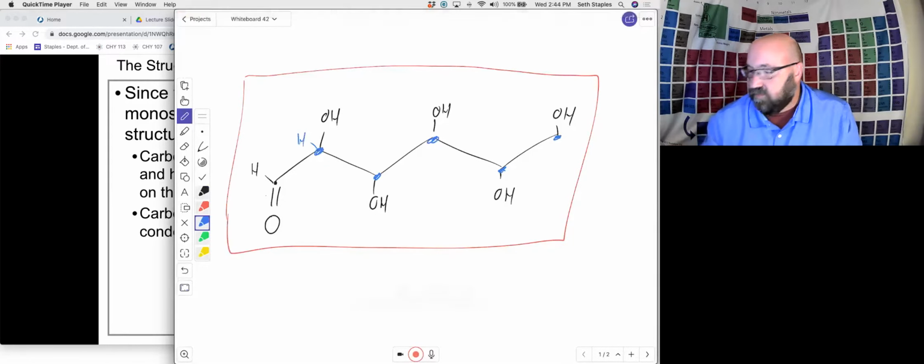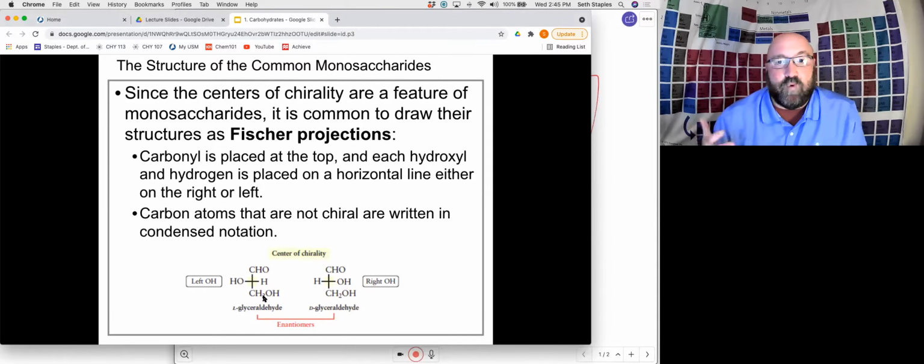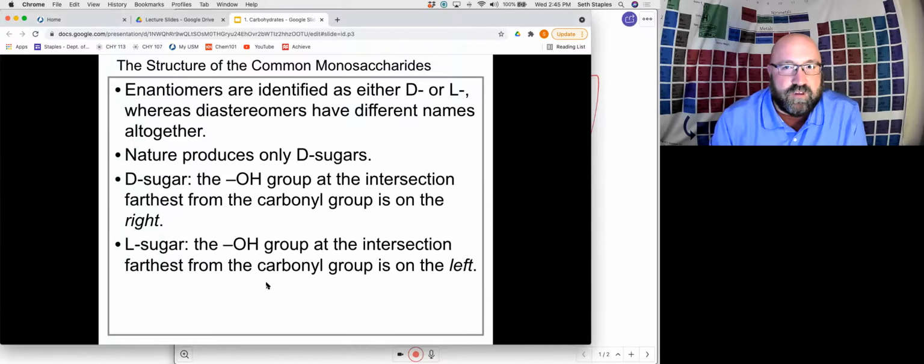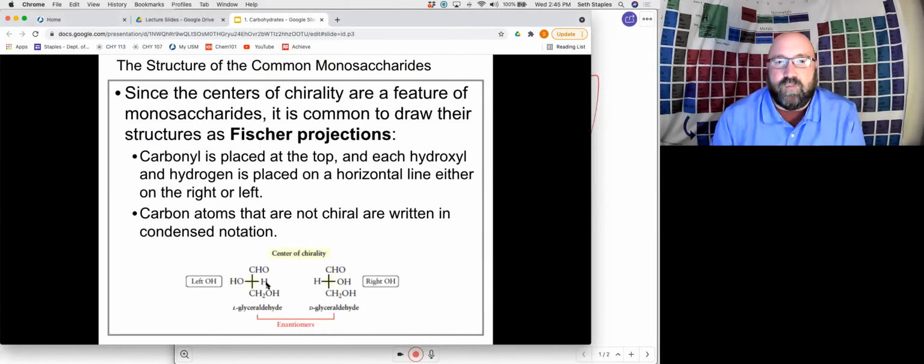Carbon atoms that are not chiral are written in this condensed notation, and that's what this is down here. In order to be chiral, there have to be 4 different things coming off the carbon, which we can see here. This carbon here has 1, 2, 3, 4 distinct groups, making this a chiral carbon. So again, we're not going to worry too much about that. But what you do have to take from this Fischer projection is that when they're drawn like this, I'm actually going to talk about that a little more later. So don't worry about that too much now.